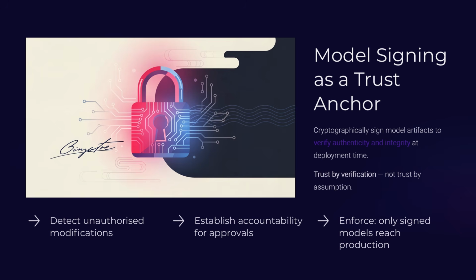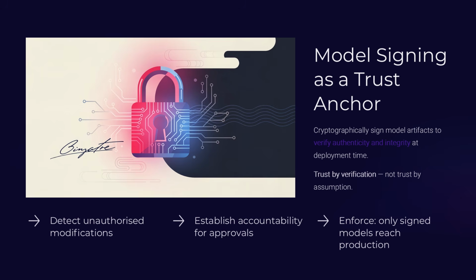Model signing is the practice of cryptographically signing model artifacts so you can verify authenticity and integrity at deployment time. When you sign a model, you create a trust anchor. You can prove that the artifact has not changed since signing. You can detect unauthorized modifications. You can establish accountability for who approved the model.